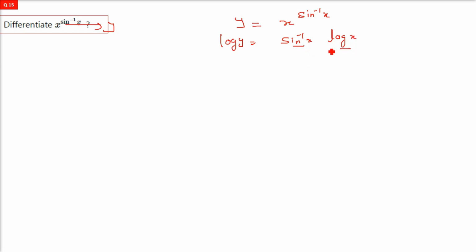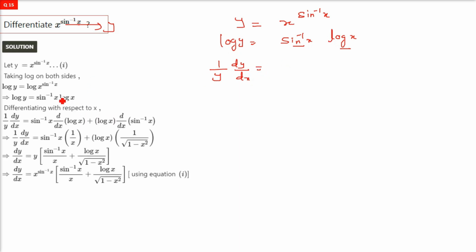So we'll apply the product rule, and this is 1 by y dy by dx, same as what we have been doing up till now, and y will be taken on the right hand side as cross multiplication. So those who have got the idea can do it themselves, but those who want to continue, please understand we are doing it using the product rule. Sine inverse x times derivative of log x, which is 1 by x, then log x times derivative of sine inverse x, which is 1 by under root 1 minus x square.